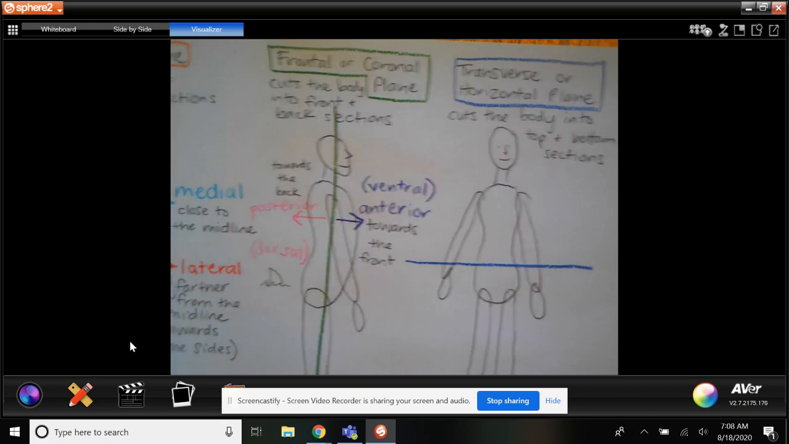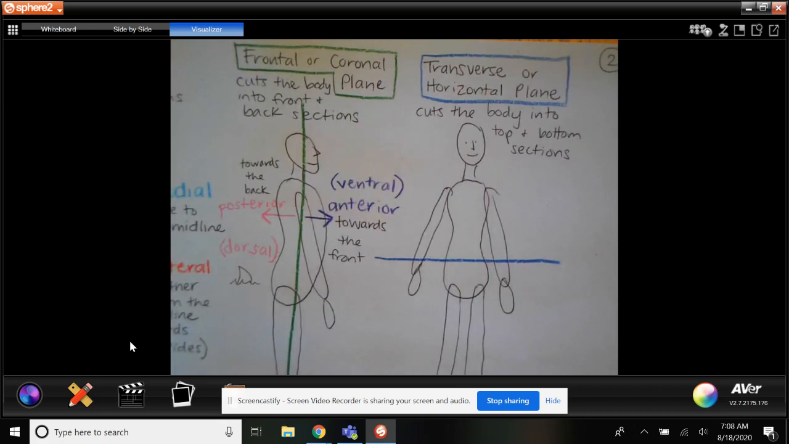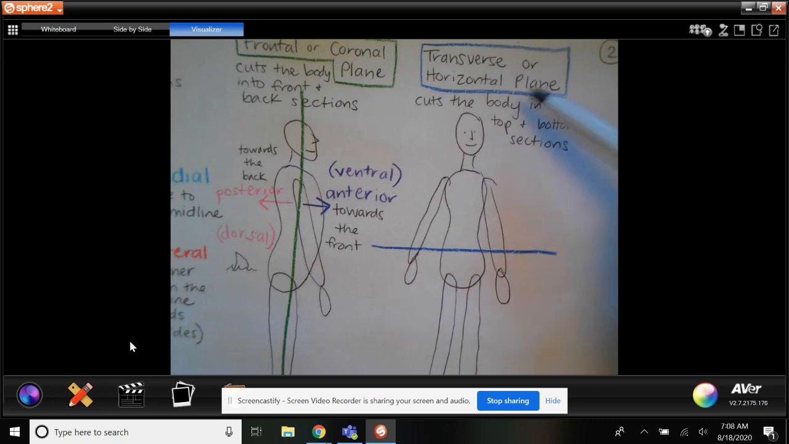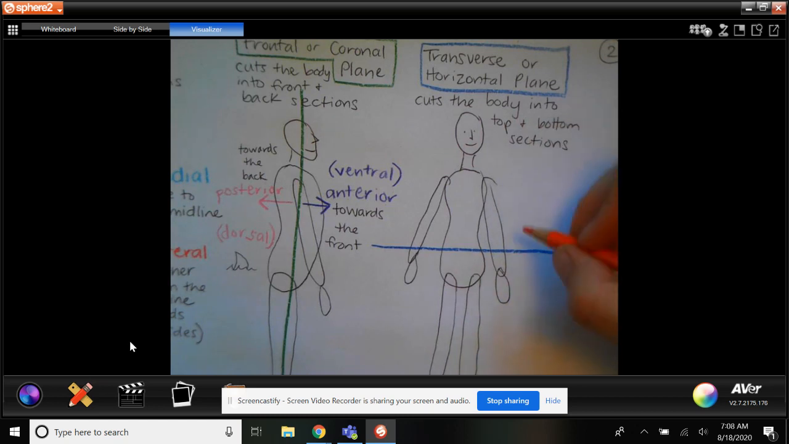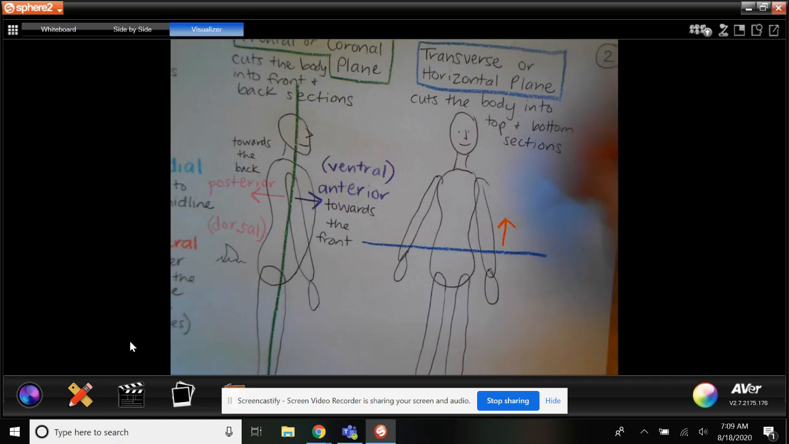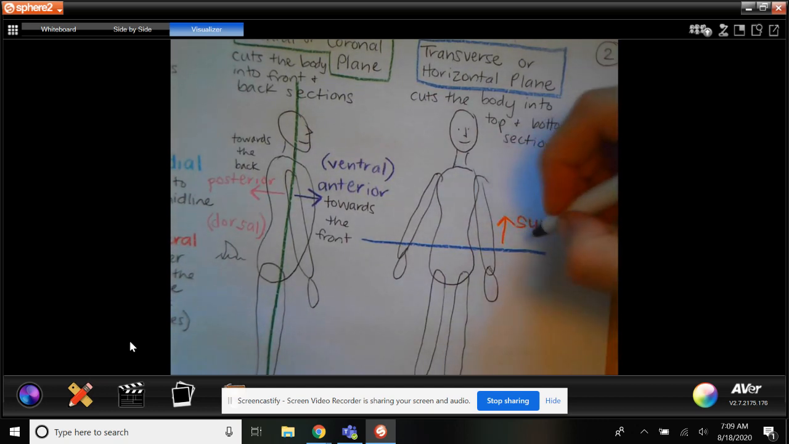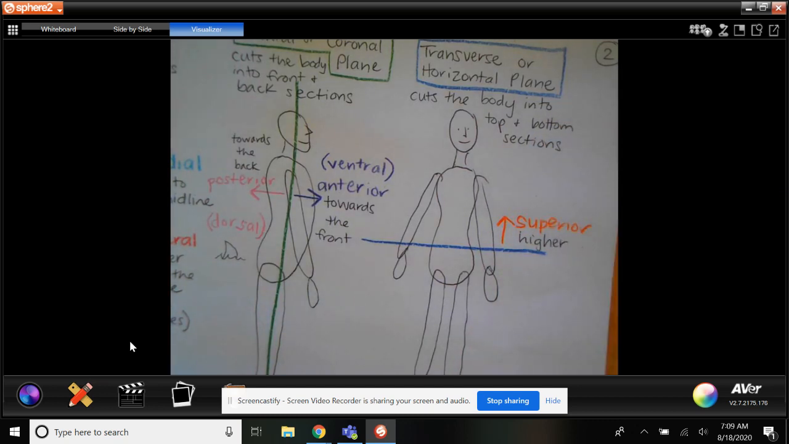Our last anatomical directions on this picture go with the transverse or horizontal plane that cuts into top and bottom. So there are a couple words to add. So if it's higher up, anatomists use the term superior. We use this in English too. Like if there was a superior team, maybe they played better, so they were on a higher standard.